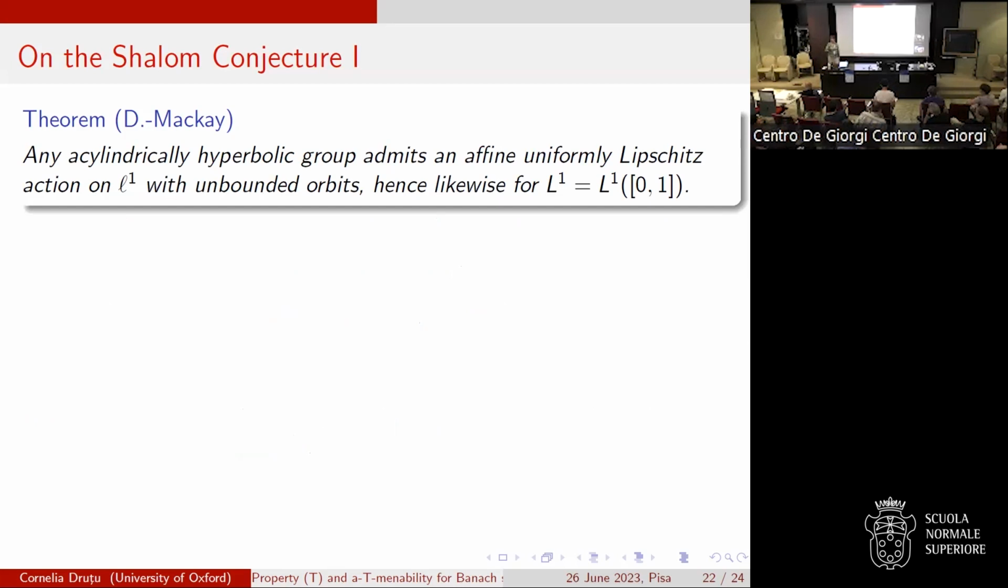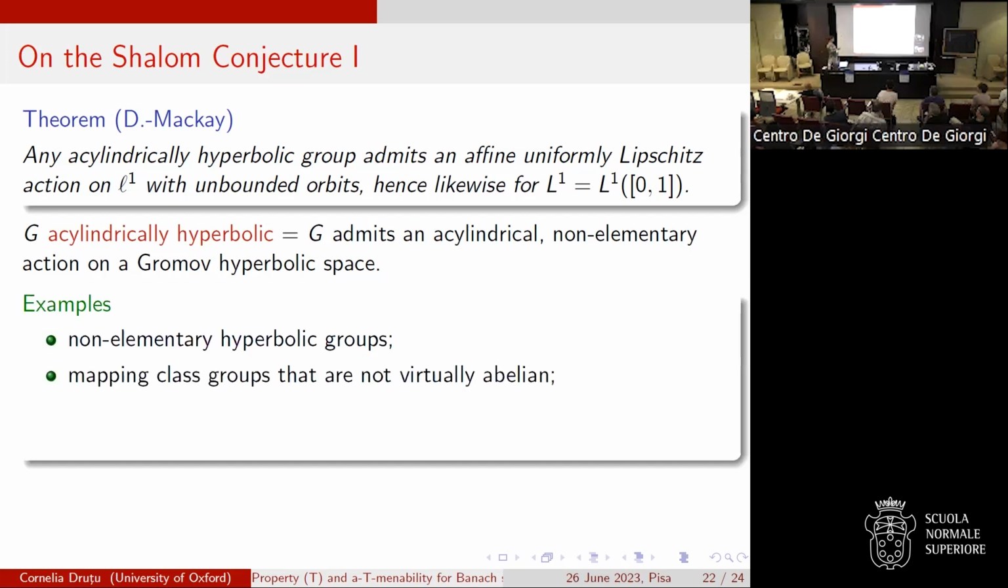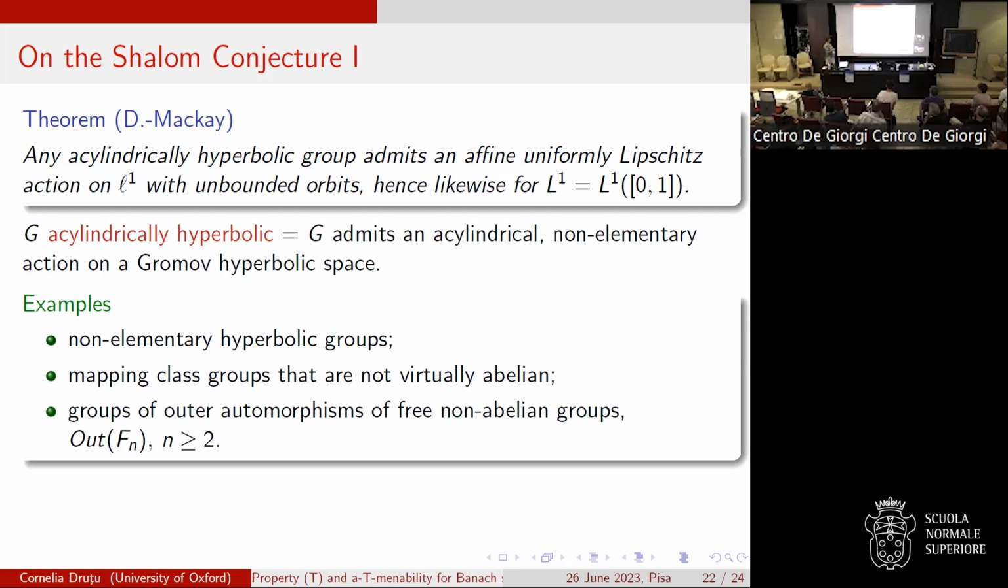So it is some version of the weak Shalom conjecture, but it is not for Hilbert spaces, it is for L1. And unfortunately, for isometric actions, one can move between L1 and L2. So having a proper action for L1 is equivalent to having a proper action for L2 and actually for LP. But it's not true if we are looking at this kind of actions, just affine uniformly Lipschitz. So the bad news is that we can only say it for L1. The good news is that it is for a large class of groups, because acylindrically hyperbolic simply asks that the group has an action on a Gromov hyperbolic space that is acylindrical. And this covers a lot of classes, like hyperbolic groups themselves, mapping class groups that are not virtually abelian, groups of outer automorphisms, free non-abelian groups, and just a lot of groups have that.